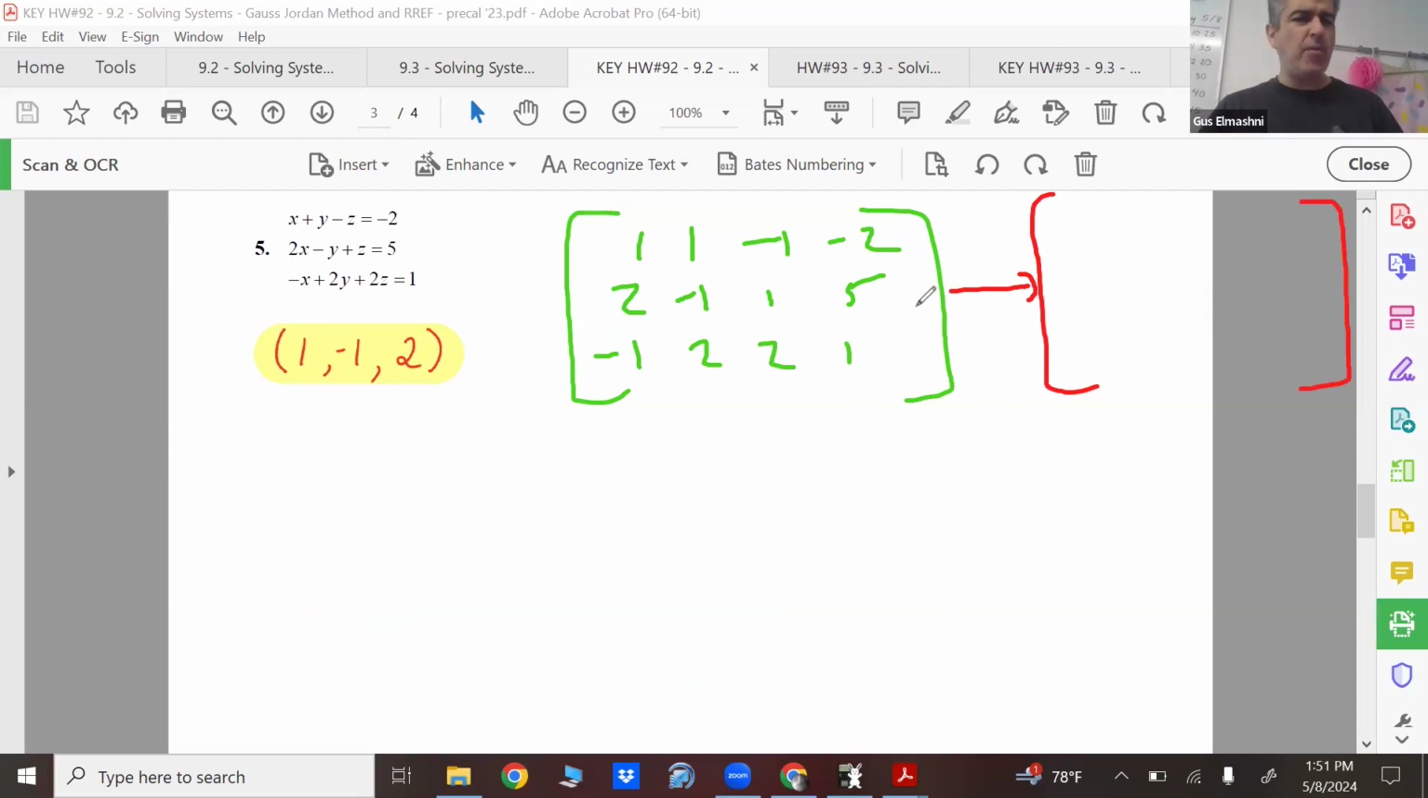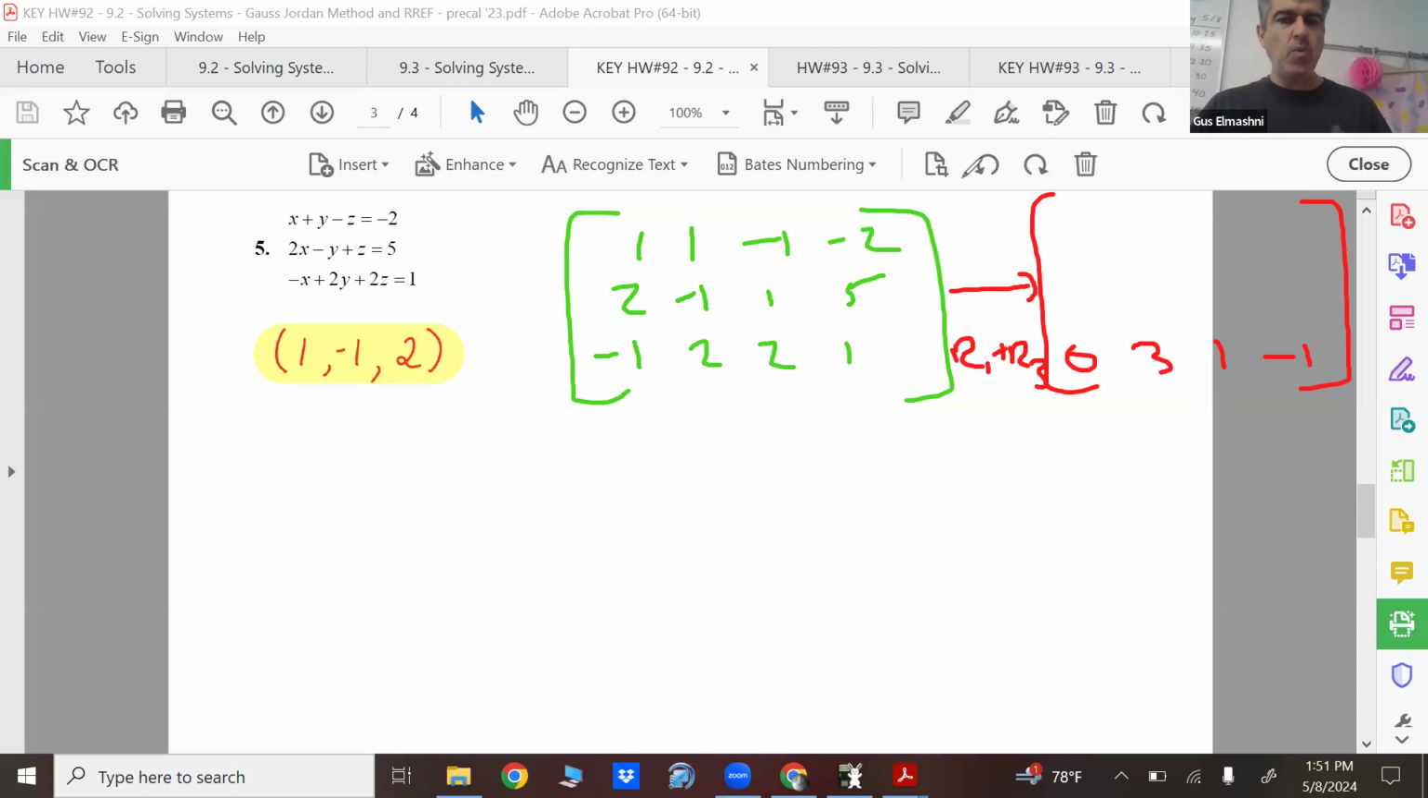I think what I'll do is add row 1 to row 3. Why do you think I'm doing that? Why do you think I want to add row 1 to row 3? What will that accomplish? You get 0 for the first entry, right? You get 0, 3, 1, negative 1. Okay, so we're okay there.